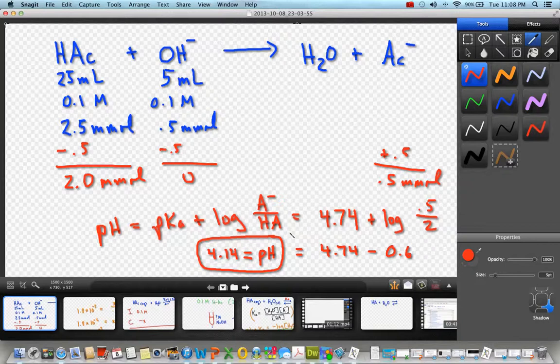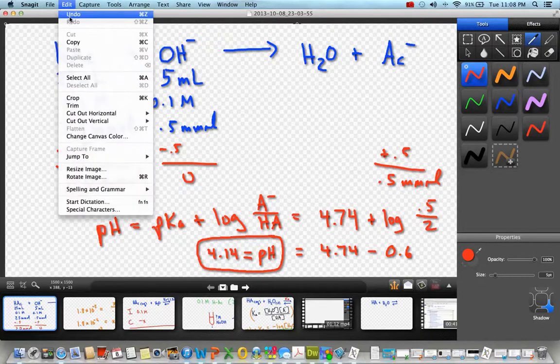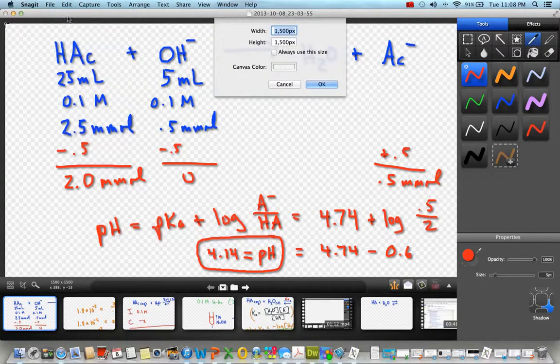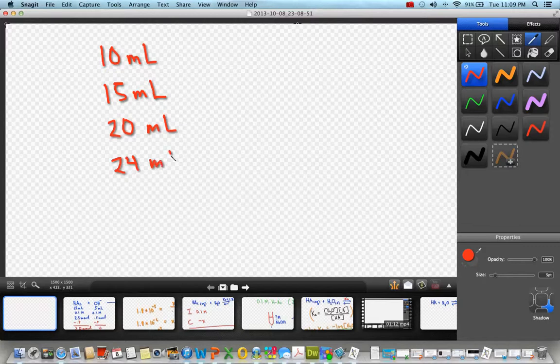So I'm going to stop the podcast here. What I would like for you guys to do is applying the same methodology. This method will work until you get exactly to the equivalence point. So in setting this up, let's choose 10 milliliters of base. Let's choose 15 milliliters of base. Let's choose 20 milliliters of base. Let's choose 24 milliliters of base.